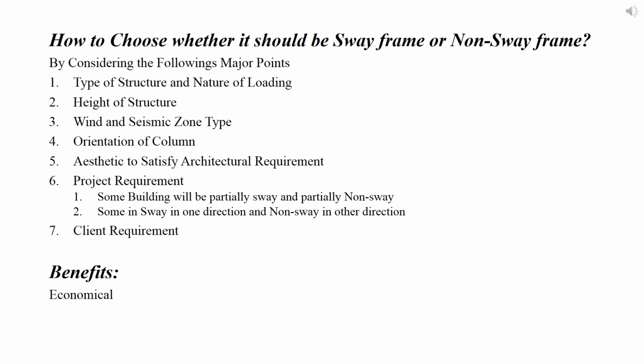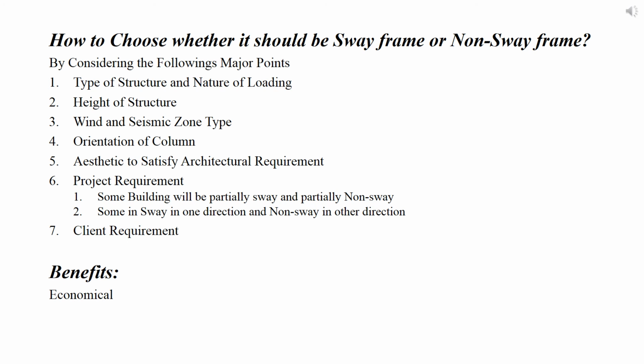Fourth point, orientation of column. In some cases, we need to change the orientation of the column due to some specific reason. In that case, the minor axis of the column may undergo large movements and may fail in slenderness. In such cases, bracing will help to gain lateral stability and also satisfy the design requirements for columns.